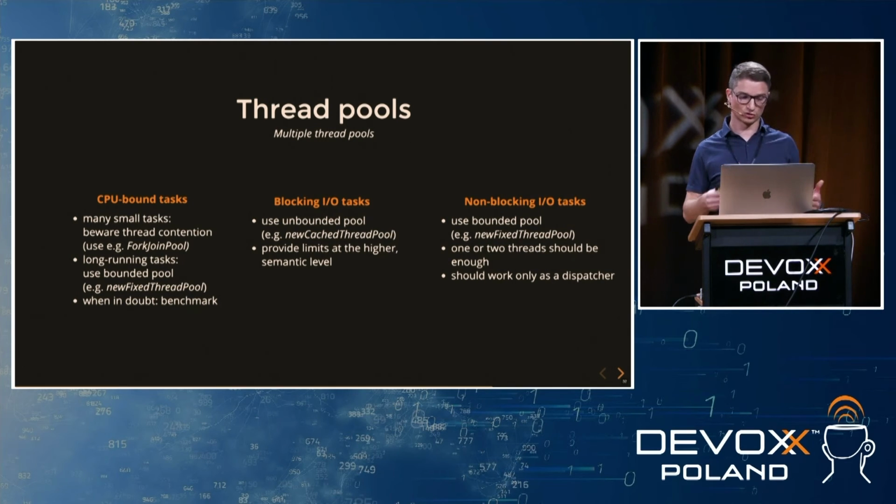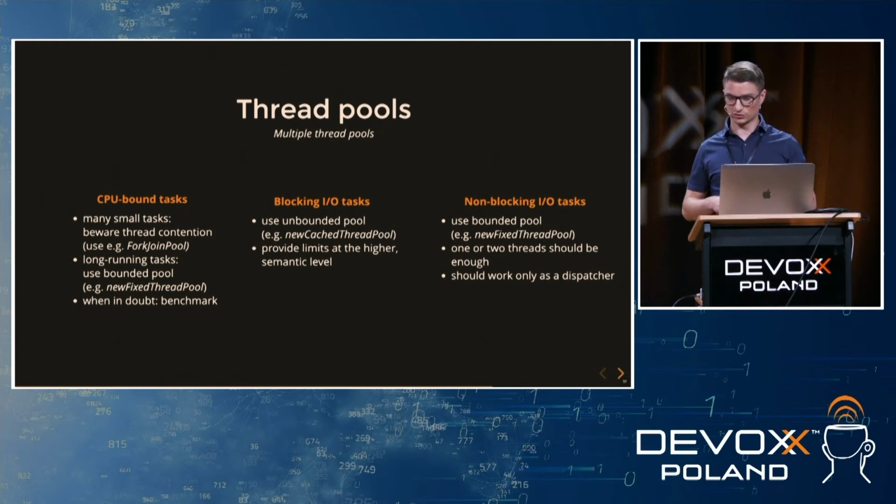In such cases, it's good to have a bounded pool, where you have a guarantee that the pool will not grow, regardless of what's happening in the runtime. You can, for example, use a fixed thread pool here. And the number of threads should be very close to the number of CPUs you have in your hardware.